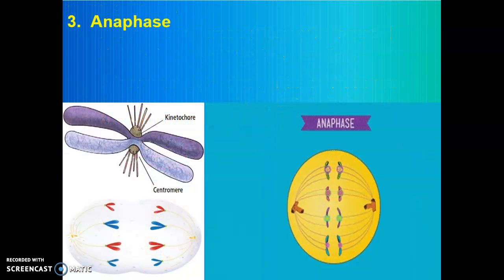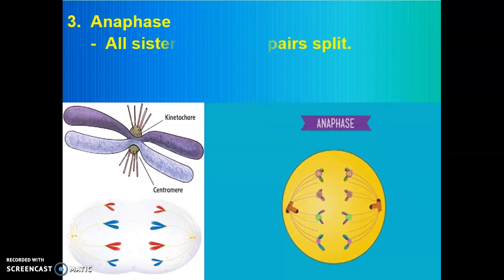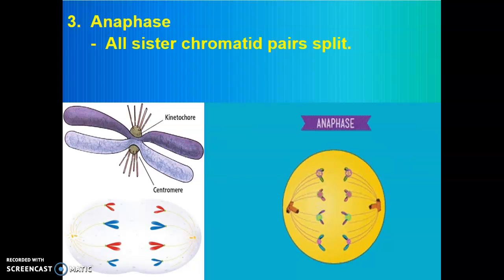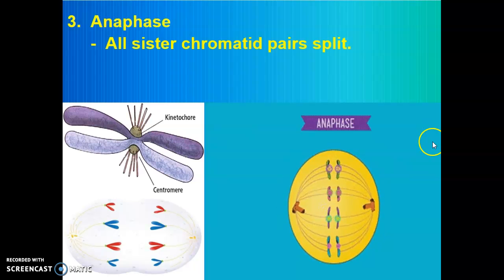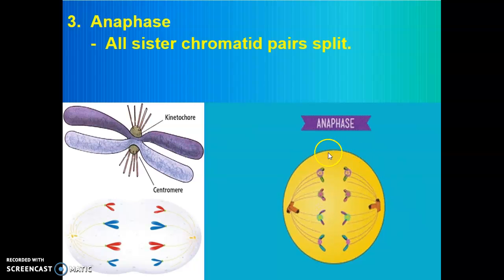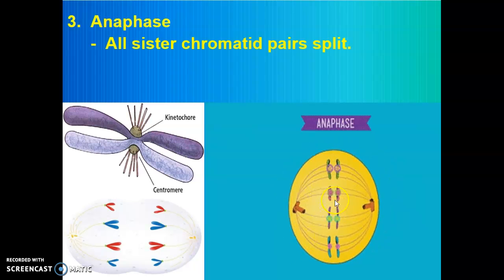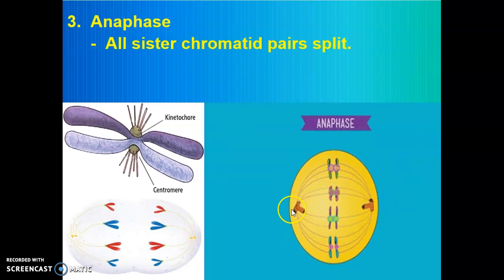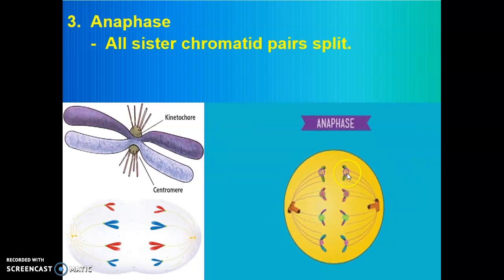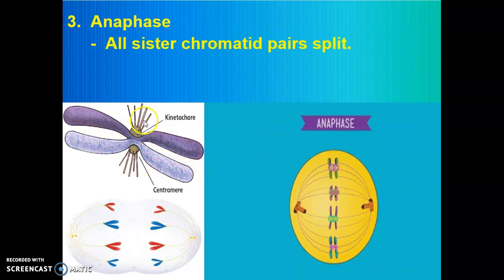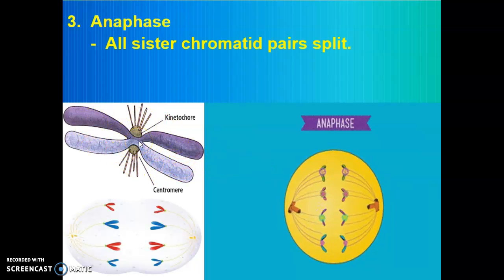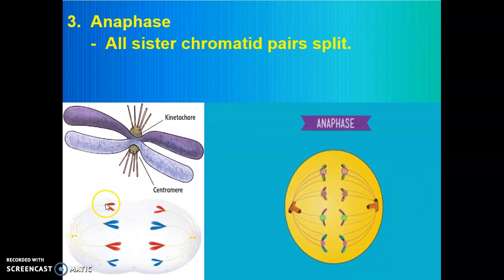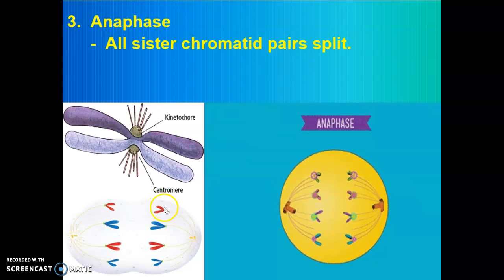Third stage of mitosis is called anaphase. During this part of mitosis, all sister chromatid pairs are going to split. So you can see down here, as it continually recycles back the animation, the X's are being pulled apart by the centrioles. So it's kind of like a tug of war. The spindle fibers are ripping the sister chromatid pairs apart. So they're separating these X's. One half goes to the left, one half goes to the right.